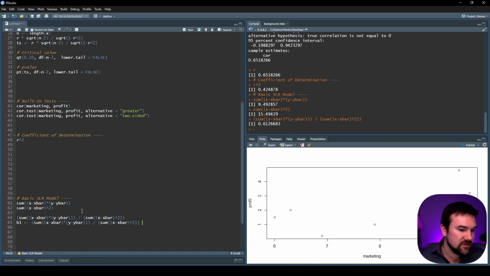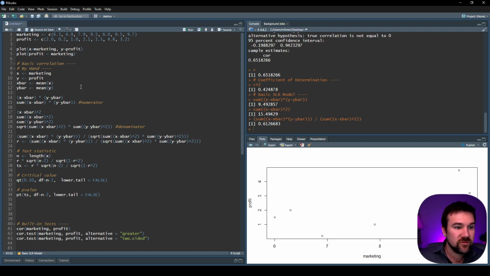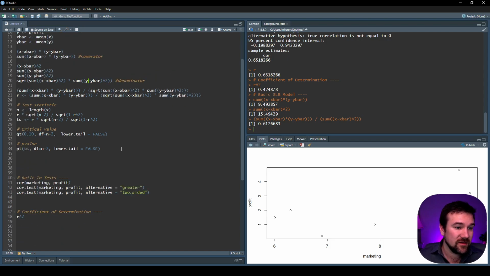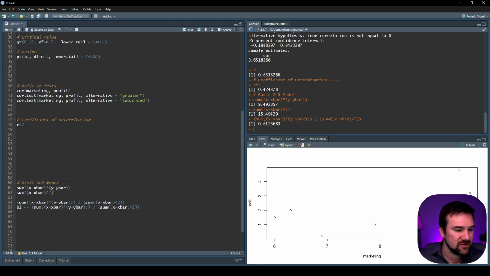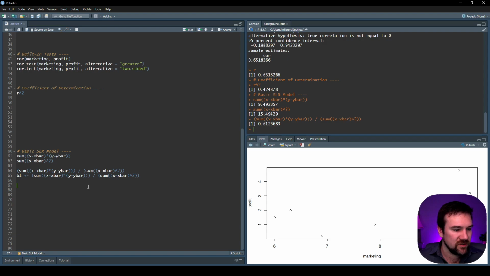Note that this is somewhat easy simply because we already did a lot of the building components up top when we built the correlation. B1 and the correlation share virtually the same construction, except the denominator doesn't have this part in B1, and the denominator isn't the square root. It's just the sum of x minus x bar, quantity squared. Pretty cool. So that's B1. That was pretty quick. Let's do B0.